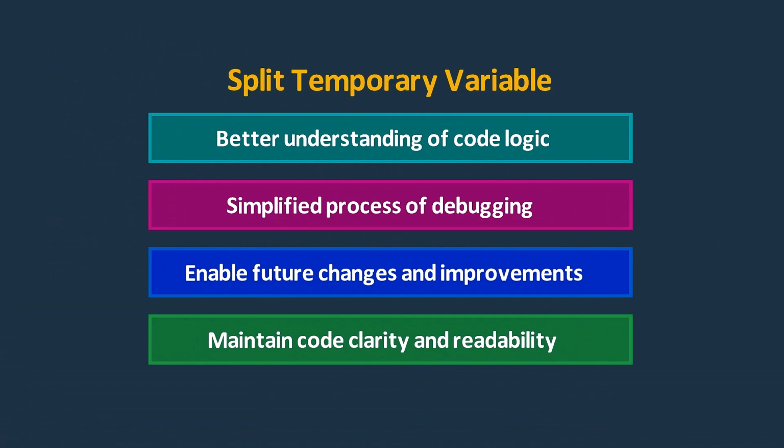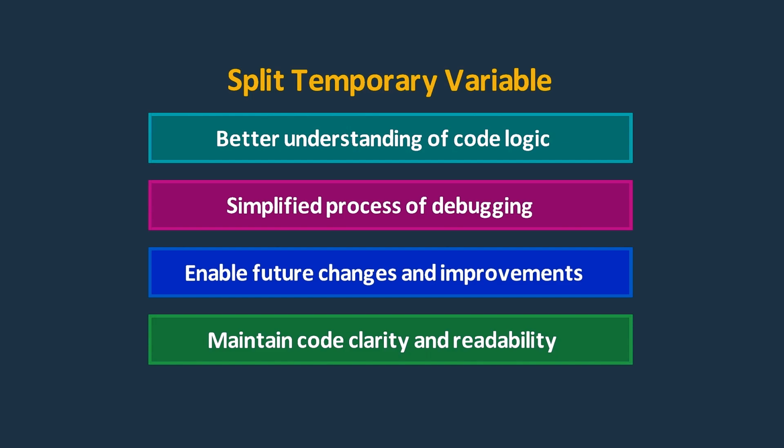To summarize, the split temporary variable technique enhances code readability and maintainability while reducing the chances of introducing bugs. It helps us better understand the code's logic, simplifies the process of debugging, and enables us to make future changes and improvements while keeping the code clear and easy to follow. On the other hand, there are a few things to keep in mind.